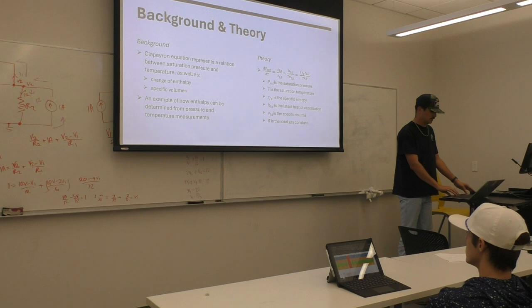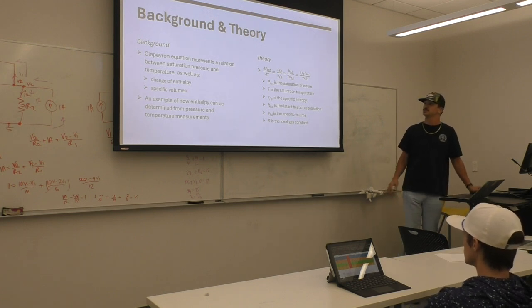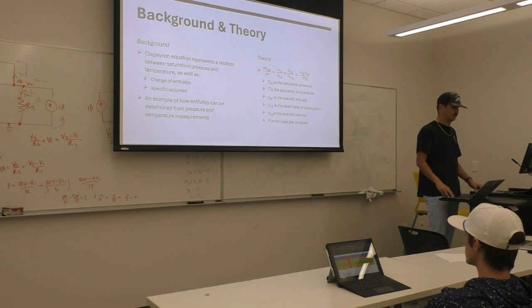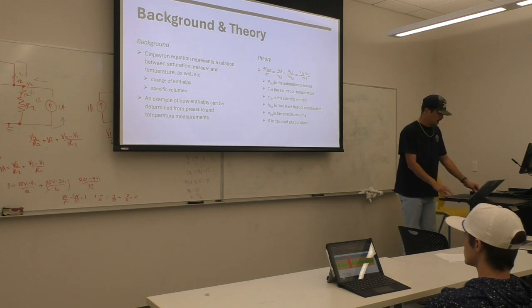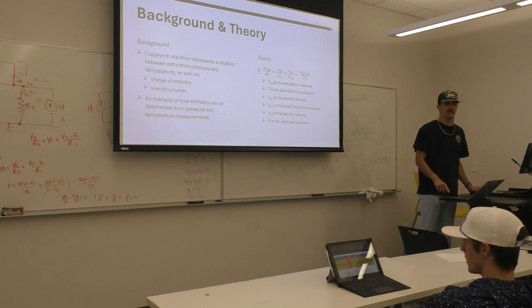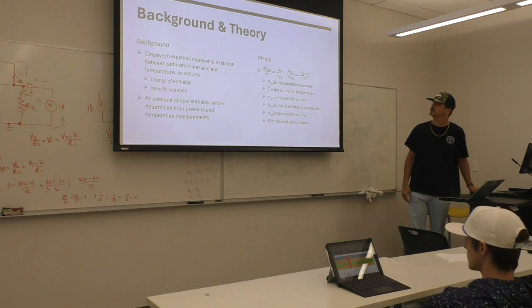A little bit of background about this. The Clapeyron equation represents a relation between saturation pressure and temperature, as well as the change of enthalpy in a system and the specific volumes. This Clapeyron equation is an example of how enthalpy can be determined from different pressure and temperature measurements in whatever system you'll be taking those measurements in.